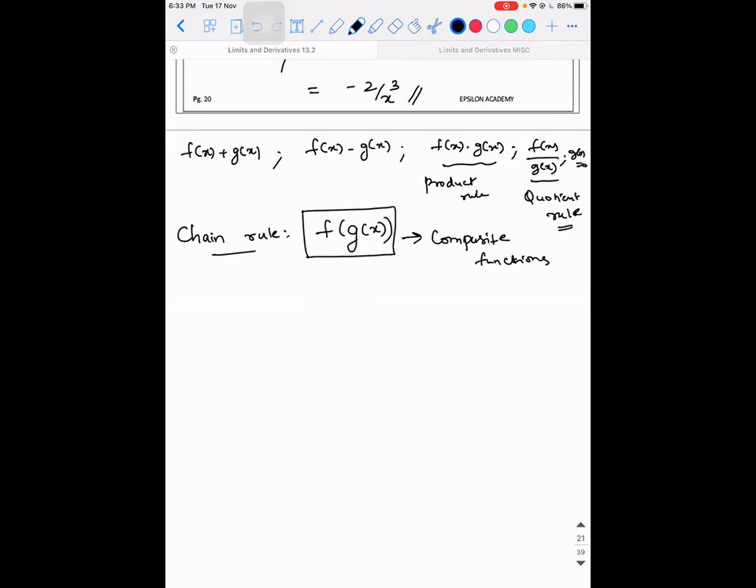Okay, I'll take a simple example. See, if I take f of x is equal to sin x, if I take g of x is equal to x square, and I'm taking a function h of x which is sine of x square, are you able to see some relation between all the three?